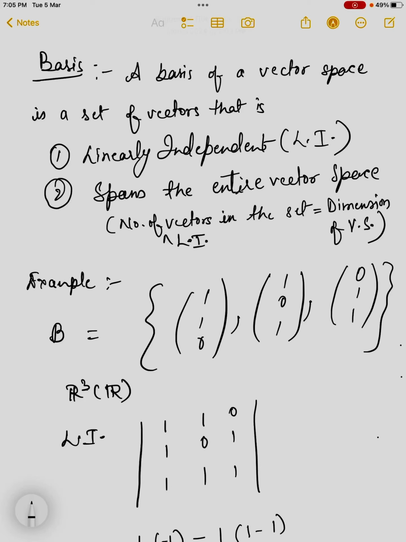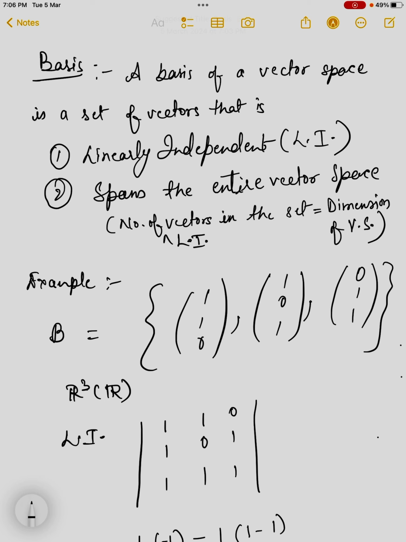Hello everyone, in this video we are going to see what is the basis of a given vector space. So basis is a set of vectors or polynomials, depending upon what kind of vector space you have. So what are the properties of basis? The elements of the basis will be linearly independent. Second one, they will span the entire vector space.